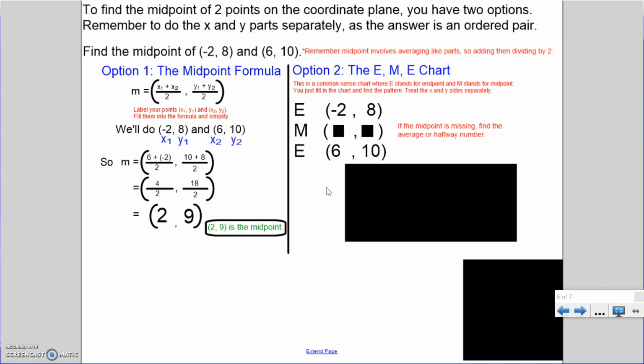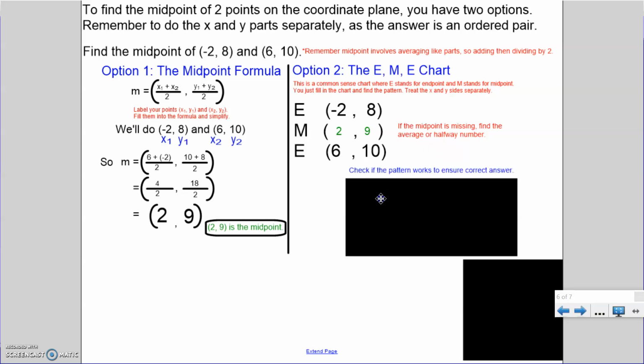So -2 plus 6 is 4. 4 divided by 2 is 2. So 2 is the middle there. And what's halfway between 8 and 10? Hopefully you know it's 9. Alright, but one nice thing is this: check if the pattern works to ensure the correct answer.